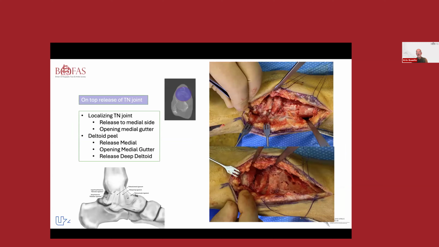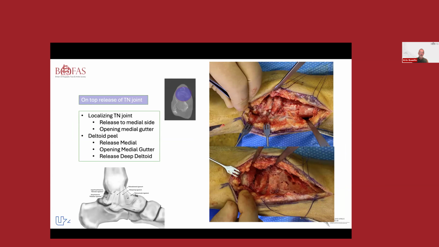And then we go to our anterior incision. The anterior incision is classically for the implantation of the prosthesis, but also to do the necessary releases. And we start with a localized talonavicular joint release, which is over the top of the joint. We open the talonavicular joint to the medial gutter. So we see the complete opening of the medial gutter, and then we can decide to do a deltoid peel and release the medial side with the release of the deep deltoid ligament if necessary.